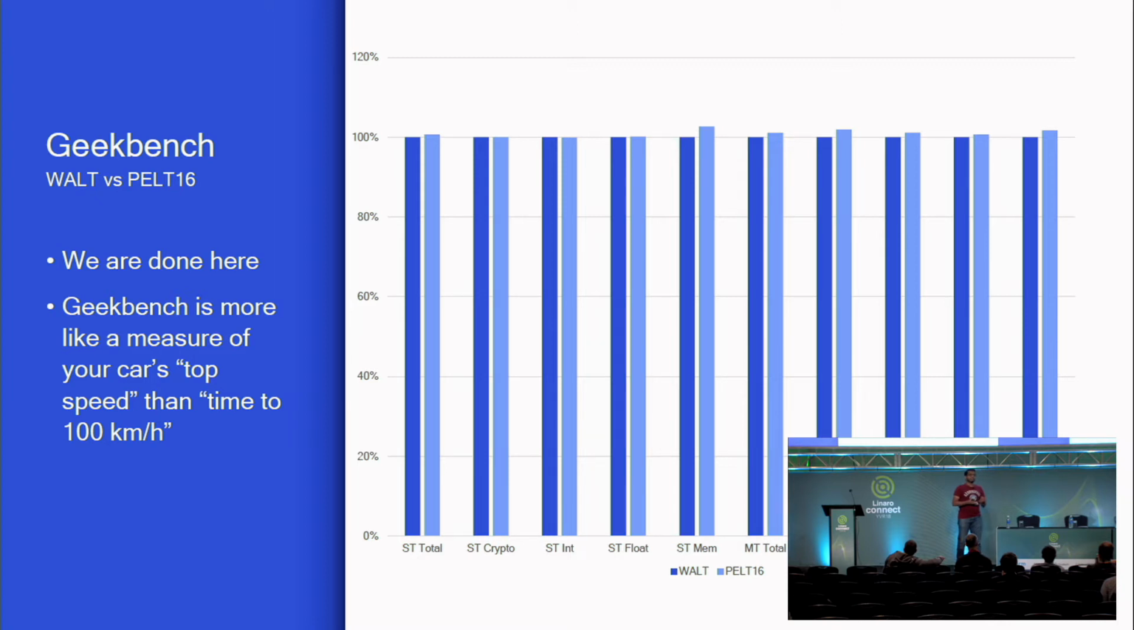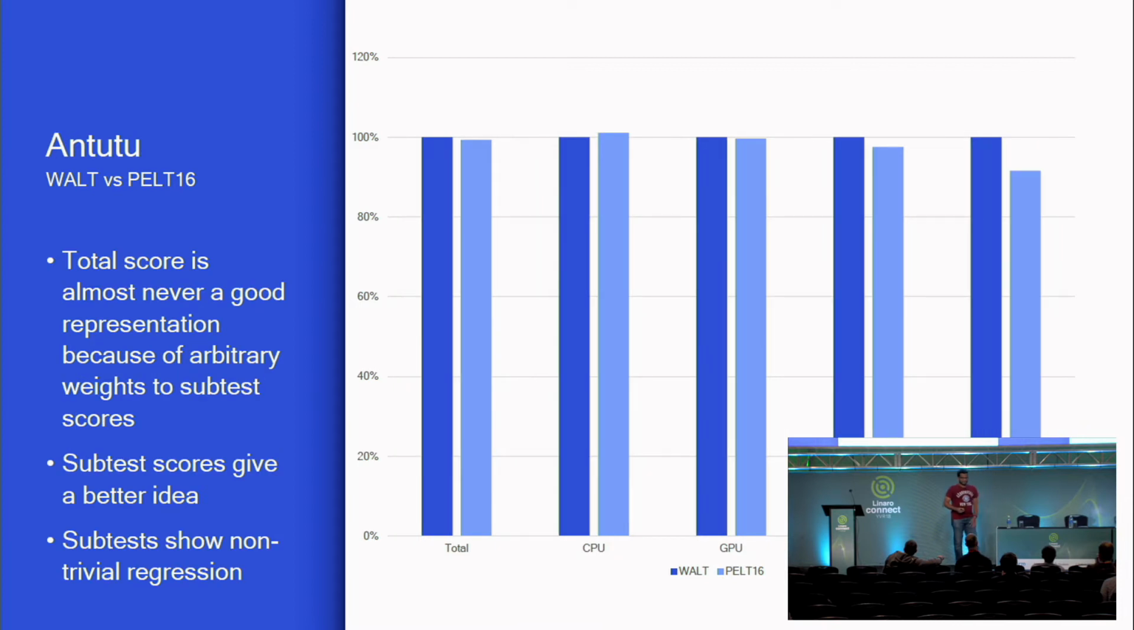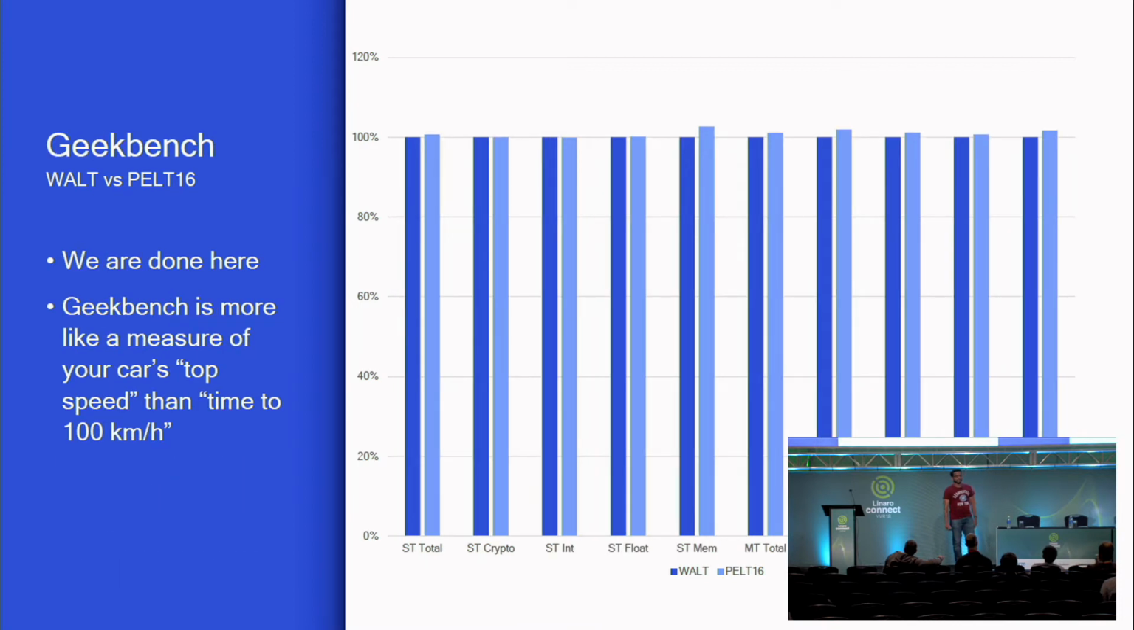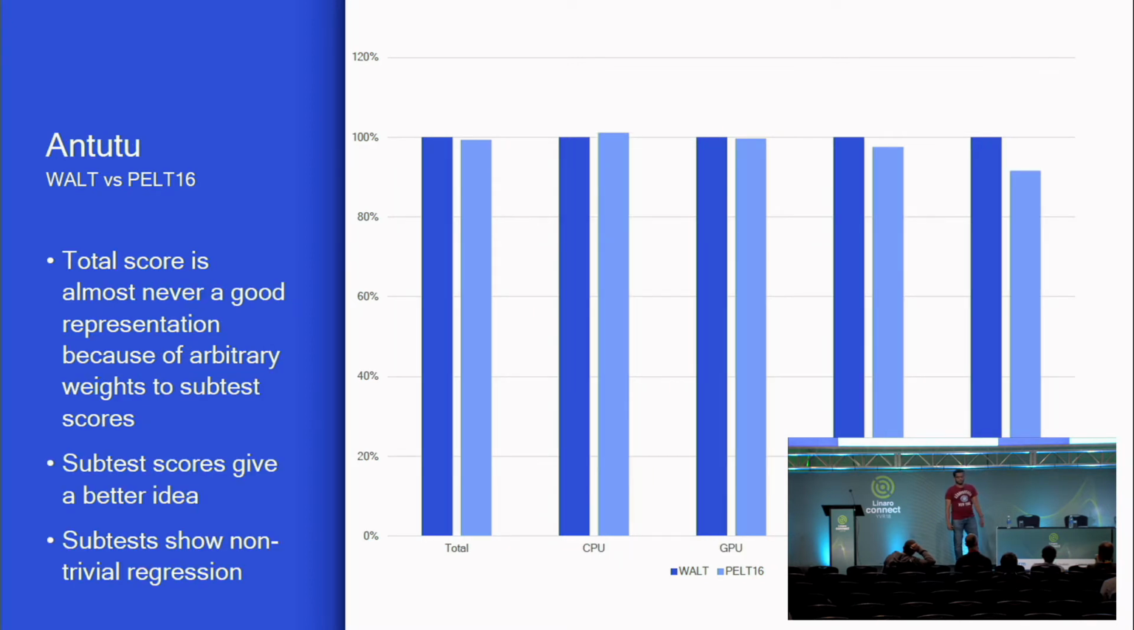What this really says is that Geekbench is more like a measure of your car's top speed than how fast you can get to, say, 100 miles per hour, or 100 kilometers per hour, sorry. So from the perspective of Geekbench, I think we're pretty much done. There's nothing more to do for Geekbench in terms of changing PELT. But moving on to ANTU2, you'll start seeing some regressions in some subtests that are non-trivial. The memory subtest, for example, has about a 10% regression.